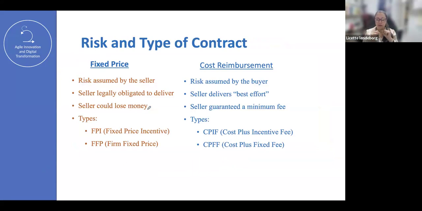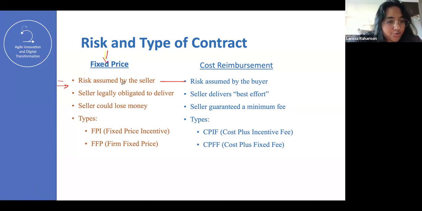After that, we're going to take the break. So, risk and type of contract. I want to ask Miss Larissa if you can help me read both columns, fixed price and cost reimbursement. In this horizontal line: risk and type of contract. Fixed price, risk assumed by the seller. Cost reimbursement, risk assumed by the buyer. Seller legally obligated to deliver.